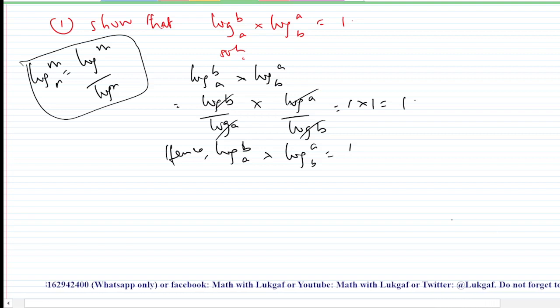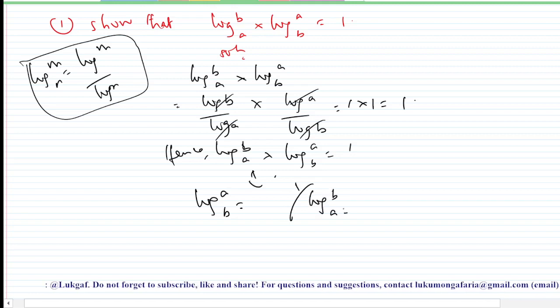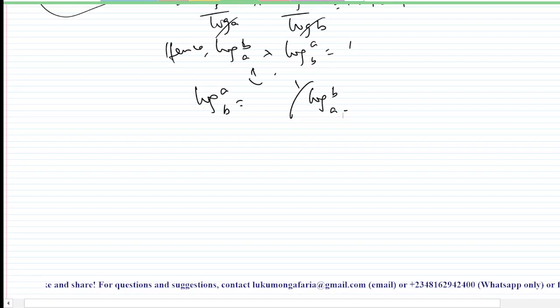So it means from there I can also have another result: when I have log a base b, I can say it's the same thing as 1 divided by log b base a. Please don't forget, put it at the back of your mind.